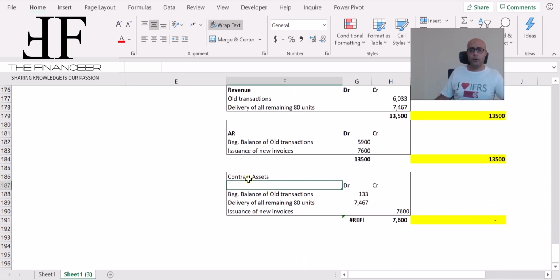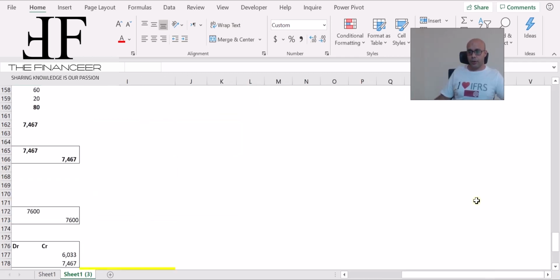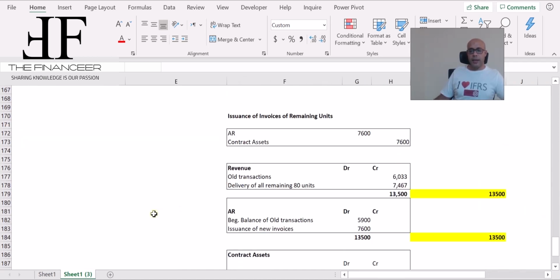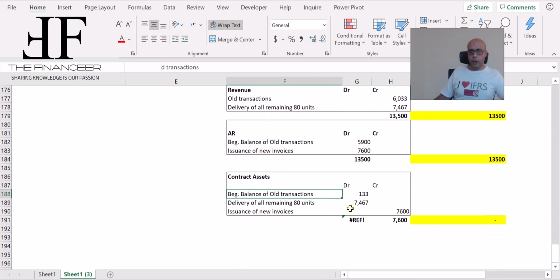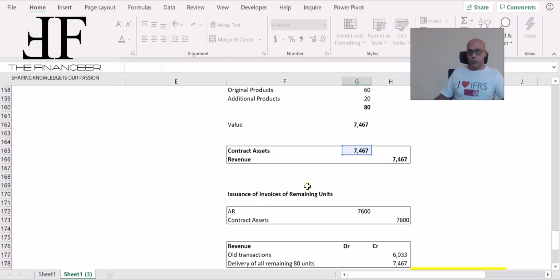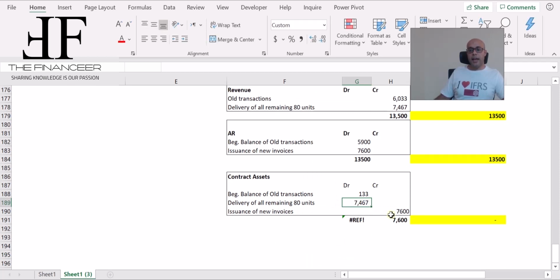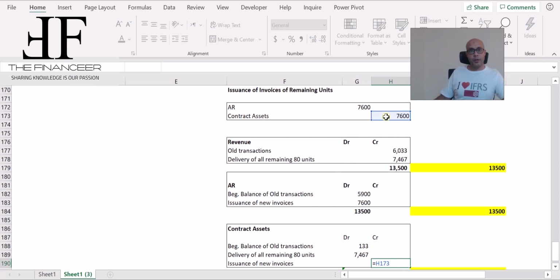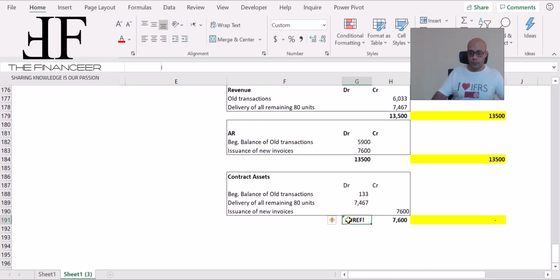Let's go for the contract assets. Contract asset, this is the opening balance from all of the previous transactions, 133. You can see it here, 133 from the previous transactions. In addition to that, you recognized revenue, which is 7,467, the same value of the revenue. And in addition to that, you issued invoices as a credit, so you have here a recording in the credit, 7,600.